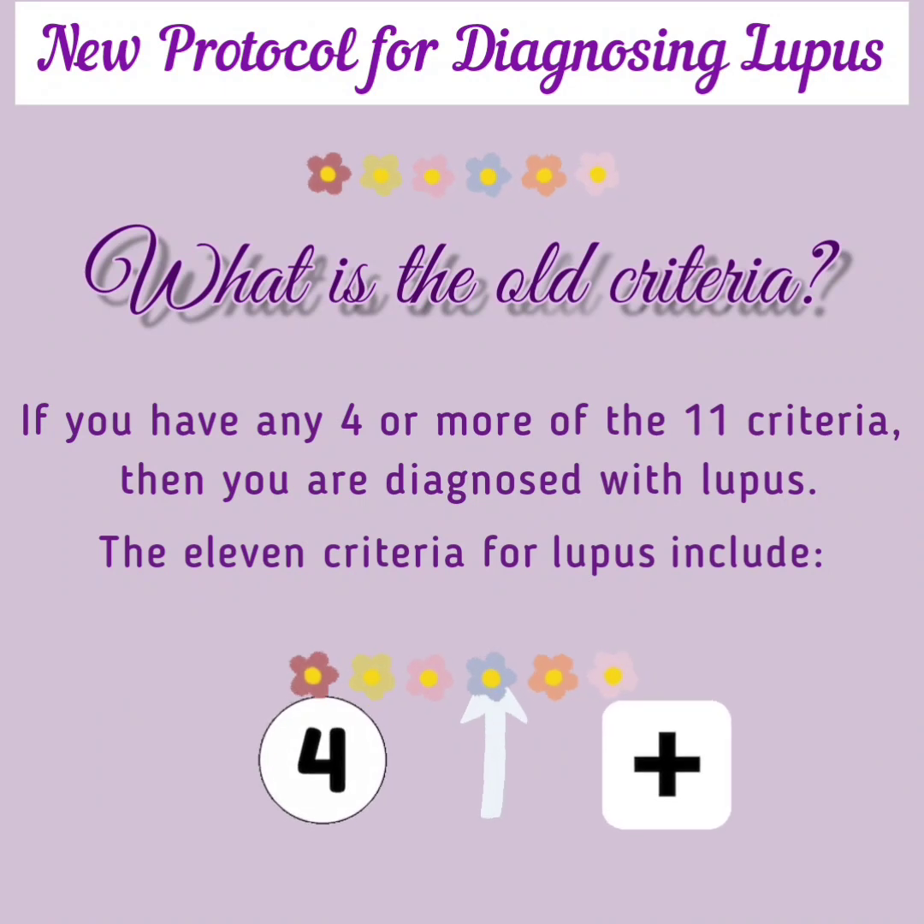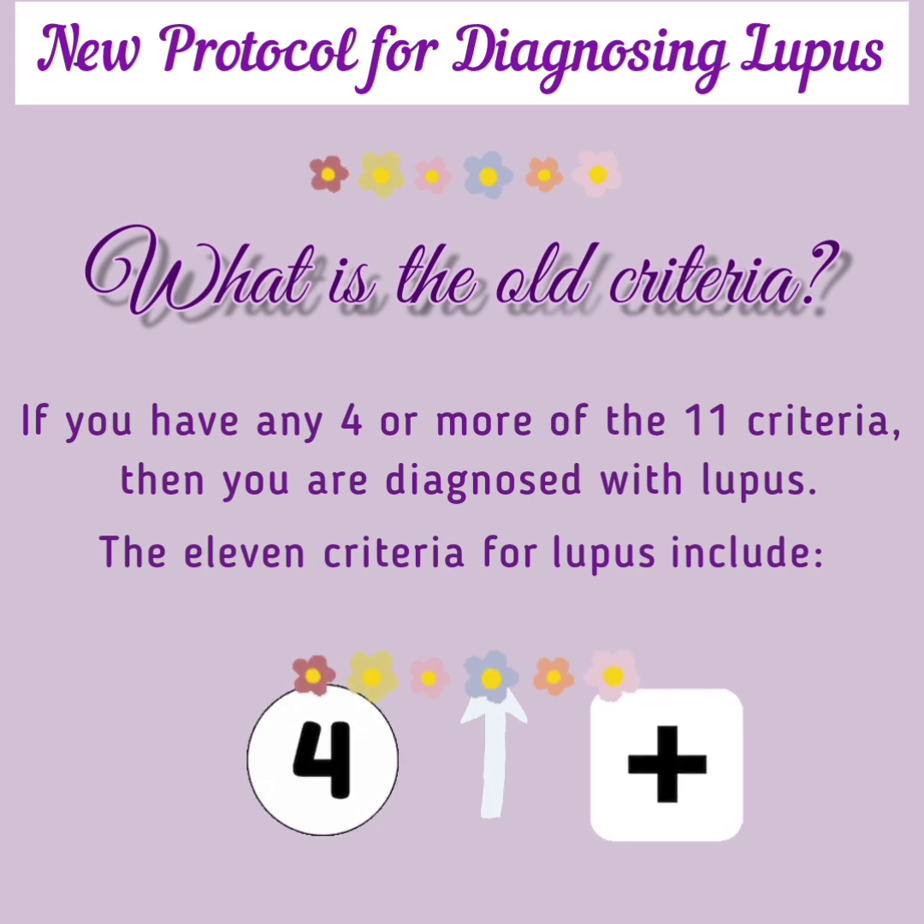So today I am first going to explain to you the 11 criteria, which were the old ones published in 1997. Then I am going to explain the new way of diagnosing lupus, which was published in 2020 by the ACR and EULAR working together. So let's get into it. What is the old criteria? If you had 4 or more of these criteria, you were diagnosed with lupus.